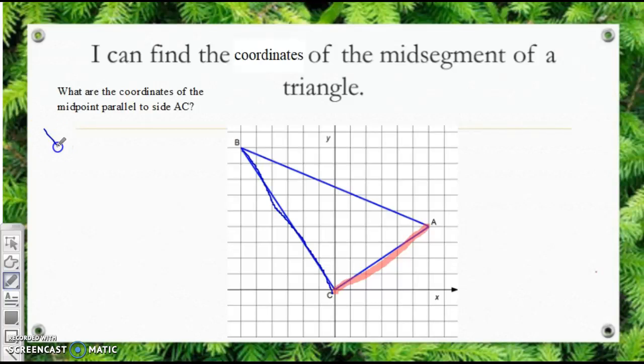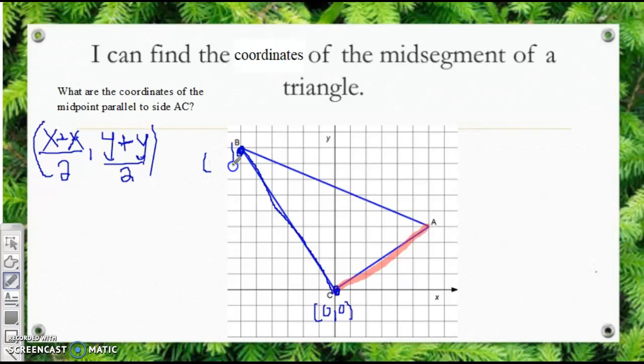Now remember, the midpoint formula is x plus x divided by 2, and y plus y divided by 2. All right, so I'm going to get my endpoints for B and C. C is located at 0, 0, and B is located at negative 6, comma, 1, 2, 3, 4, 5, 6, 7, 8, 9.